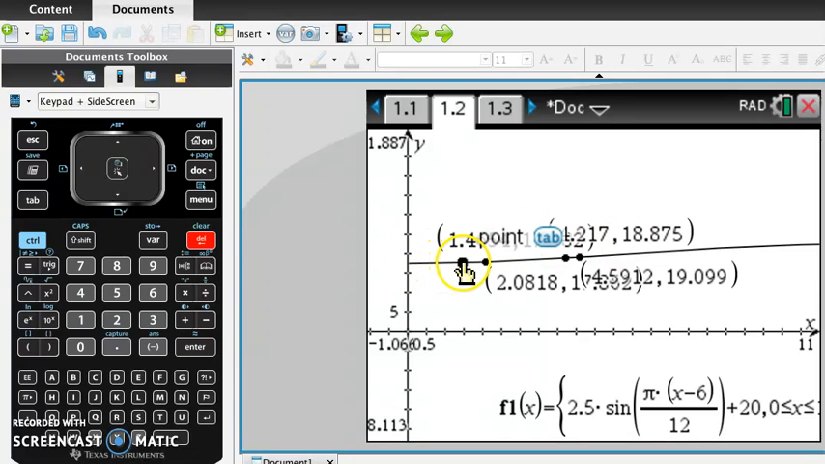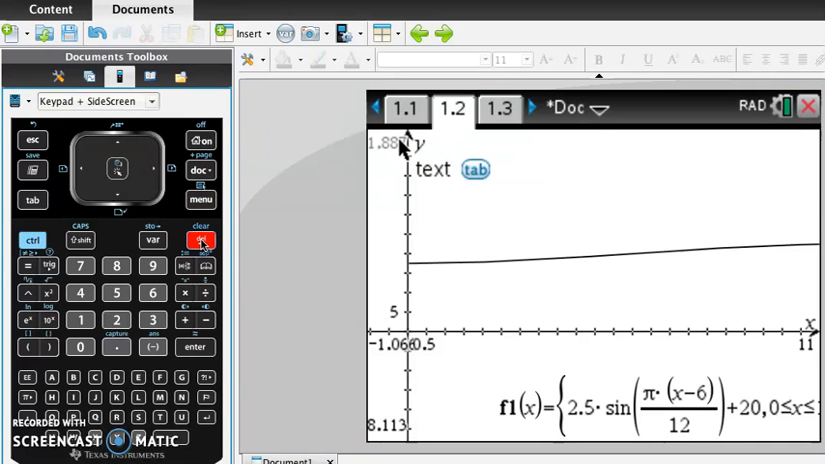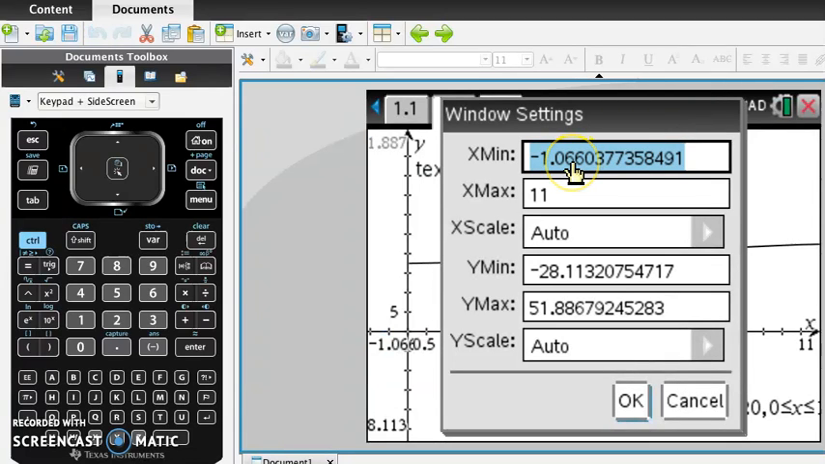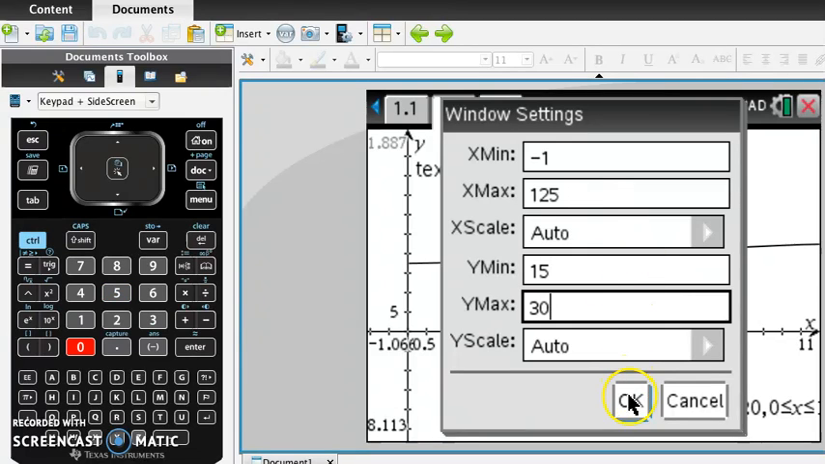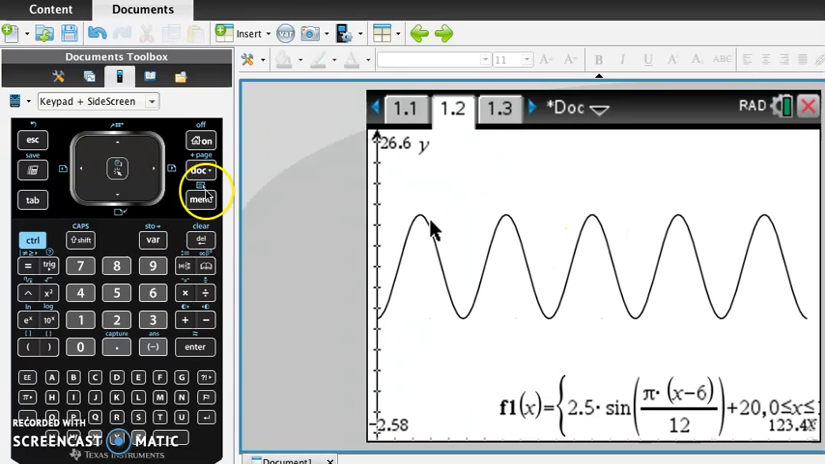I guess the only slight downside, there's all my points of intersection or whatnot. So let's get a window that suits. Menu, window zoom, window settings. We just decided that 0 to 120, wasn't it? So we'll go 125. What are my temperatures going to be? Sine and cosine is 1, so we get 20 plus a bit, 20 minus a bit. So what if we go down to maybe as low as 15 and maybe as high as 30? There's my graph.